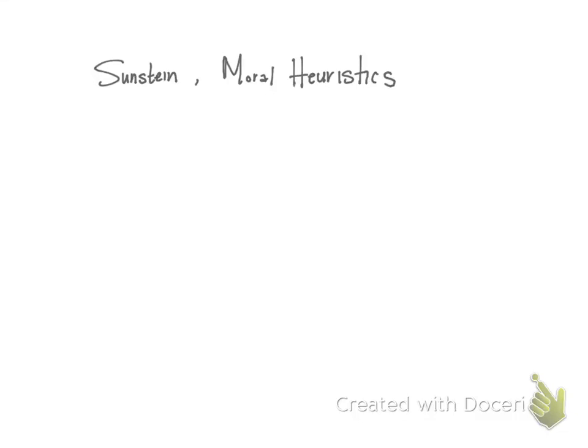Quick note on Sunstein and moral heuristics. First and foremost, it's important to be clear on what exactly a heuristic is. We covered heuristics in week 3 when we talked about dual process theories of cognition, System 1 and System 2. This was in The Happiness Hypothesis text, also in our cognitive biases practice module on Blackboard. So what is a heuristic?